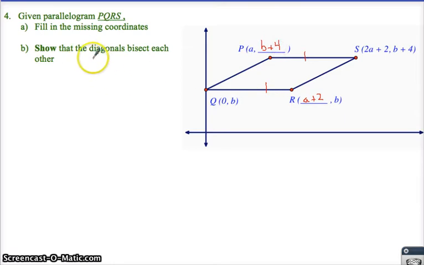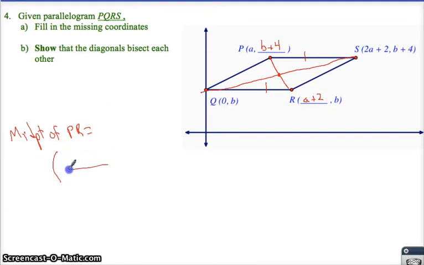Show the diagonals bisect each other. Okay, we need to find, does that bisect this and vice versa? The best way to do that in coordinates is to try to find the midpoint of both things and see if it actually has the same coordinate. So we're going to find the midpoint of PR, and that equals a plus 2 divided by 2 as an x-coordinate, and b plus 4 plus b divided by 2 as the y-coordinate.